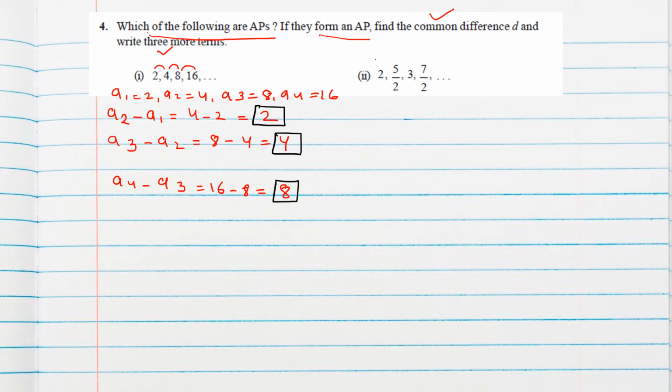So we can write, since the difference is not constant, therefore it is not an AP. If it is not an AP, there is no need to find the common difference and 3 more terms. We have to leave it here as it is.